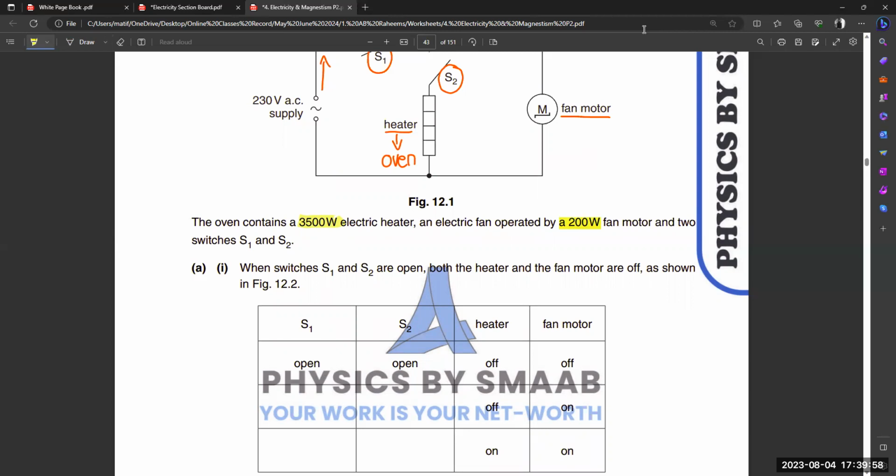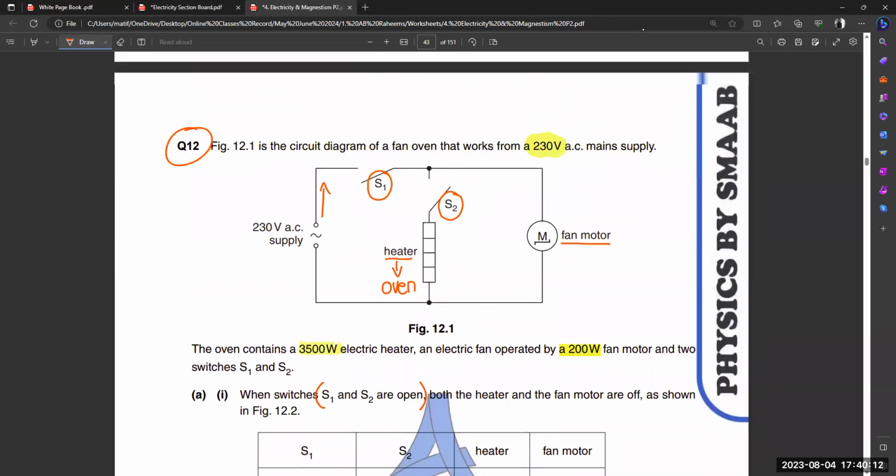When switches S1 and S2 are open, both the heater and fan motor are off, as shown in figure 12.2. So what is the meaning of this statement, when S1 and S2 are open? Open means they are disconnected, right? Open means your button is simply off. And when they use the term closed, it means your button is actually on. Like we just connect this, so you can see that now this path is closed. So that is the concept of open and closed.